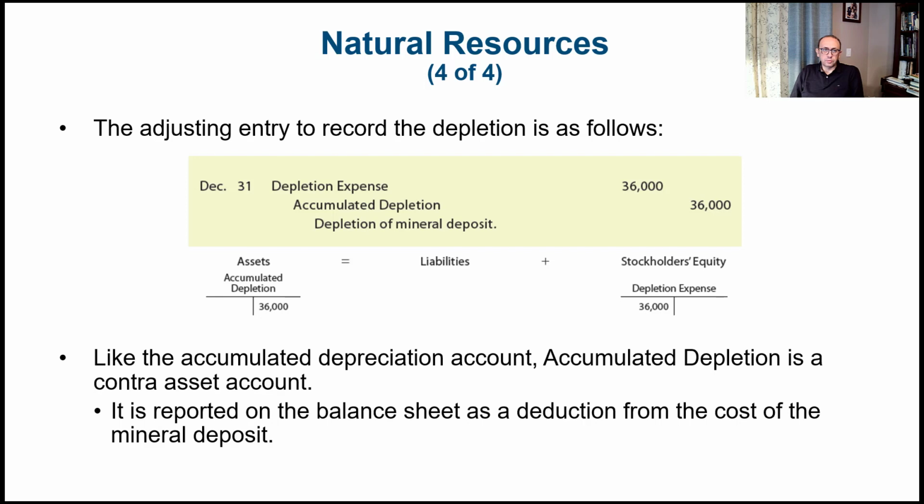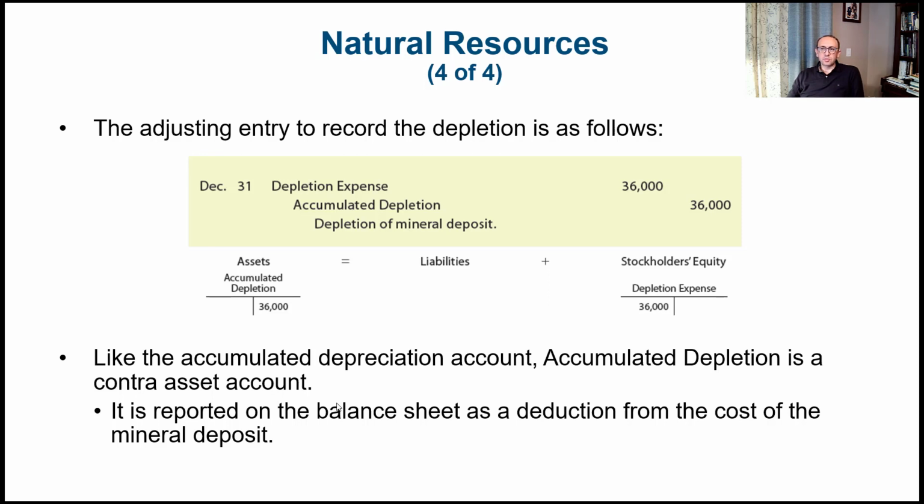So the adjusting entry at year end would be as follows. On December 31st, we debit depletion expense. Instead of depreciation, we use depletion expense. And then we credit accumulated depletion, and the value here is 36,000. So very similar to accumulated depreciation, we have the accumulated depletion, which is a contra asset account. It's reported on the balance sheet as a deduction from the cost of the mineral deposit.